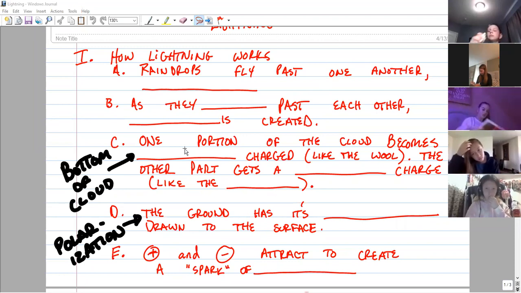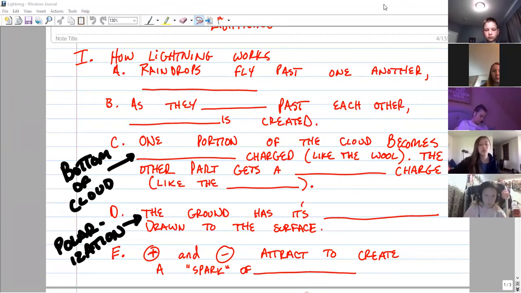Capital letter C says one portion of the cloud becomes negatively charged like the wool. Now this goes way back to our notes last week where I charged up a plastic tube and I used some wool and some plastic. We said the other part gets a positive charge, like the plastic tube. Yeah, exactly, Carson. Same thing.